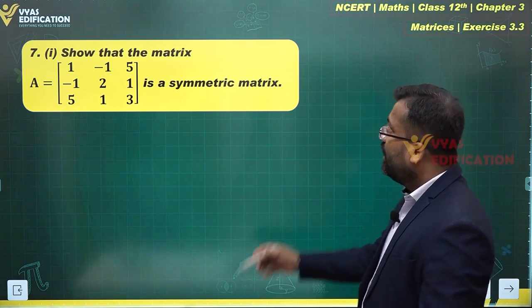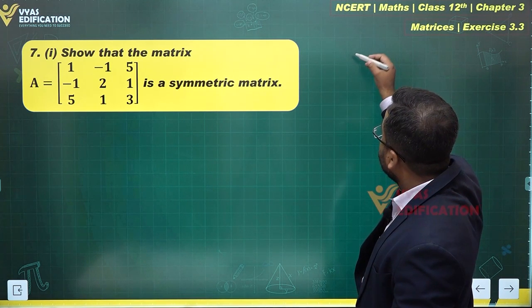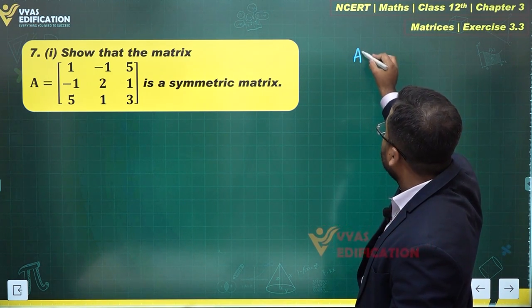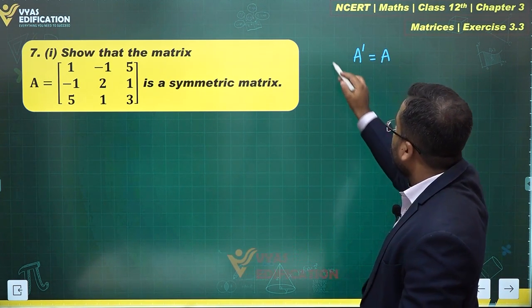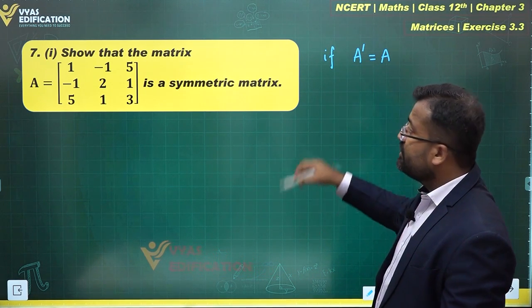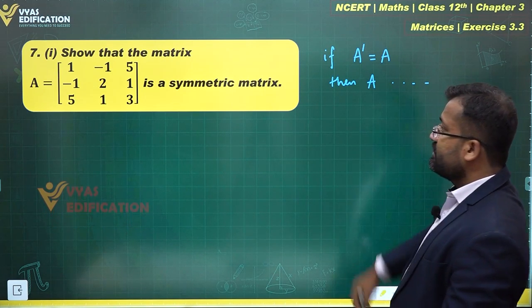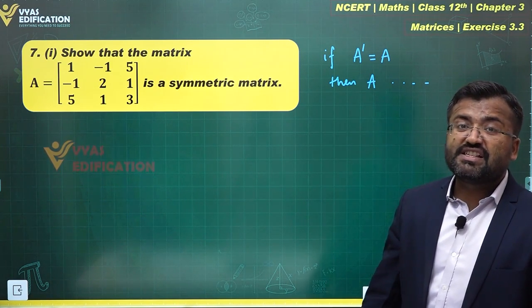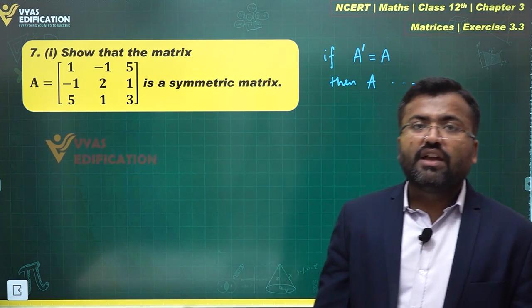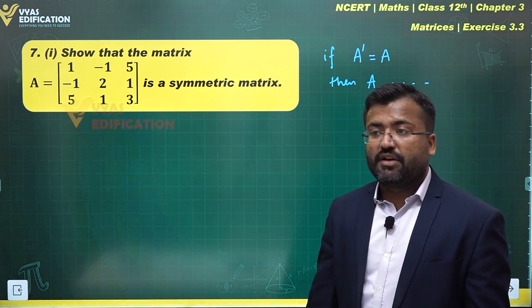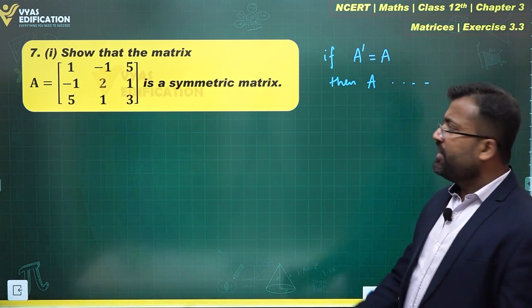What do you mean? For a square matrix A, if A transpose is equal to A, then A is called a symmetric matrix. Then the matrix A is said to be a symmetric matrix. Okay. There's another thing called a skew symmetric matrix. Now, what will happen in the case of a skew symmetric matrix?